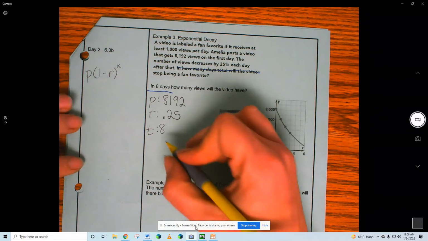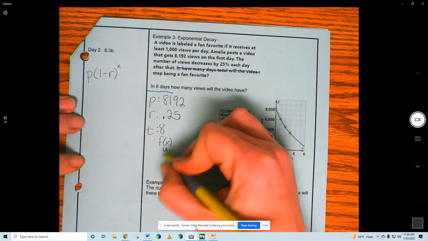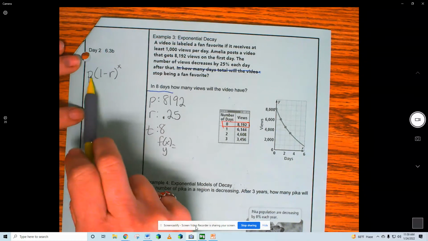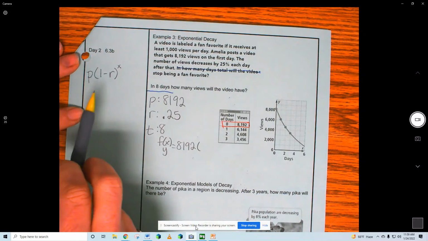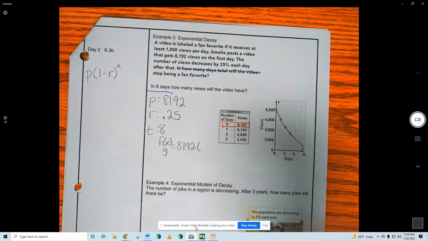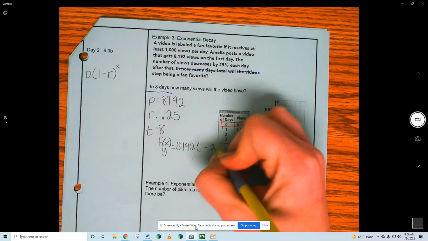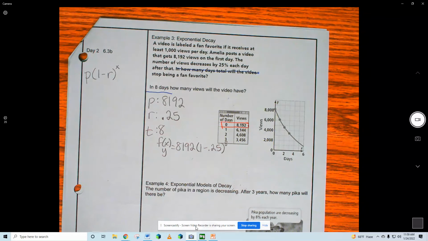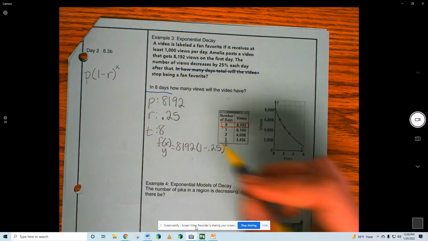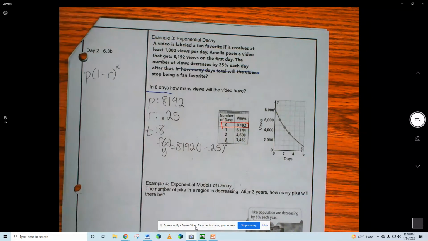Here's my formula. F of x or y equals P, 8,192, parentheses, 1 minus R, 1 minus 0.25, raised to the power of 8. So that's what you're plugging into your calculator.